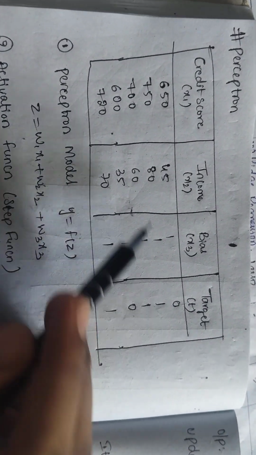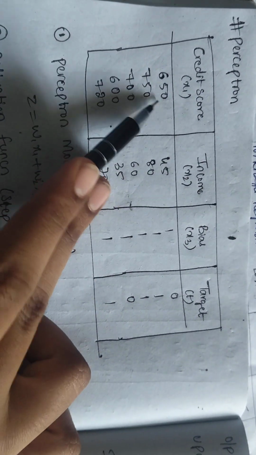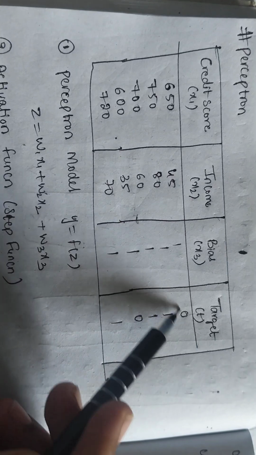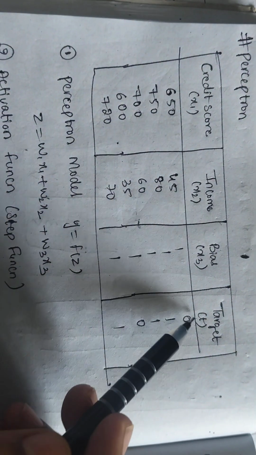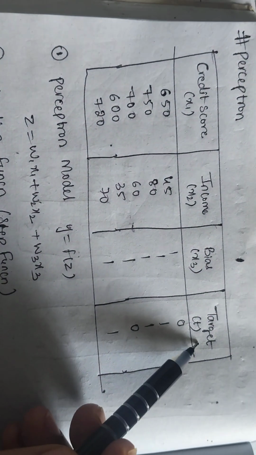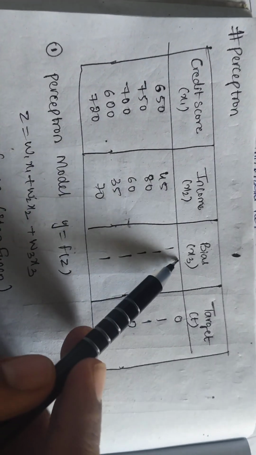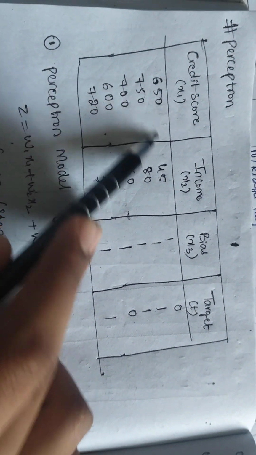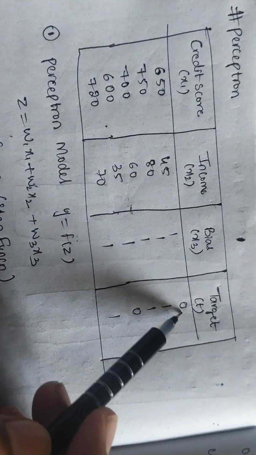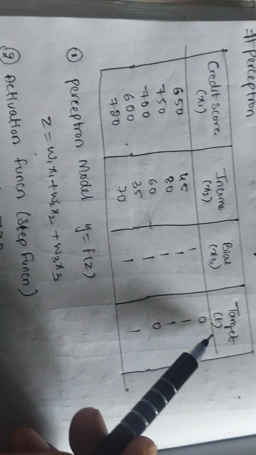A pattern problem. Here we are given three features: credit score, income, and bias. This is our target. We need to find the target, that is the dependent variable. These are all independent variables. Using all these independent variables, we will be finding this particular dependent variable, our target.